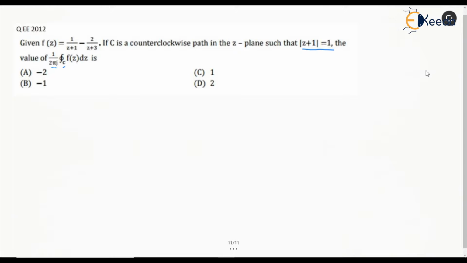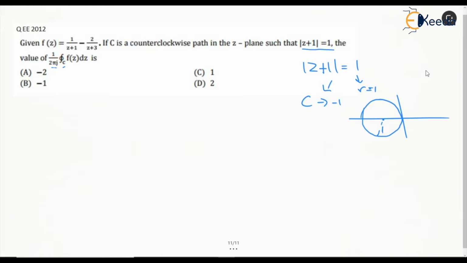So let's see what this curve is first. Mod z plus 1 equal to 1 means radius equal to 1 and center at minus 1. So let's say this is minus 1, then we are going to get a circle of radius 1. This is what the curve C is like. If you want to orient it positively, then it should be anti-clockwise.